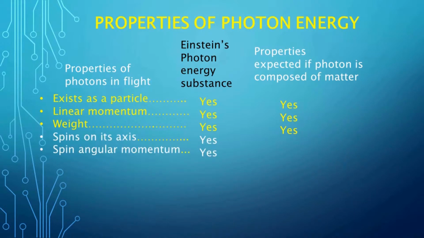And of course, if the photon is composed of matter, we can expect the spinning photon would have spin angular momentum. Physicists have demonstrated that there is a gravitational force of attraction between photons and stars.